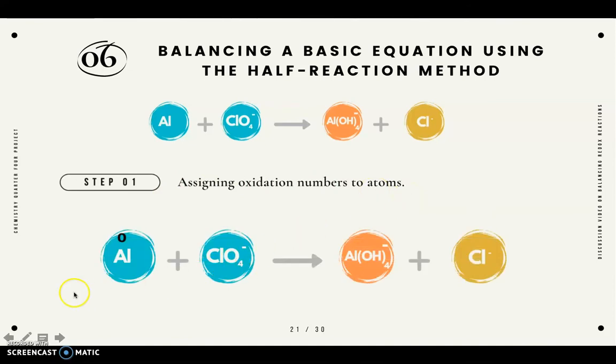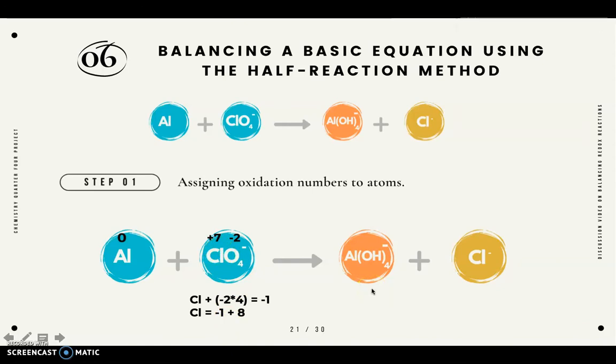For the left side, aluminum is a free element, thus having a zero charge. Perchlorate is a polyatomic ion, and so its oxidation number must be equal to its ion charge, which is -1. To get this, oxygen must be -2 to have a total charge of -2 times 4 equals -8. So, to find the charge of chlorine, we will equate -8 to -1. This will lead us to have 8 plus -1, which is +7. Hence, chlorine has a +7 charge.